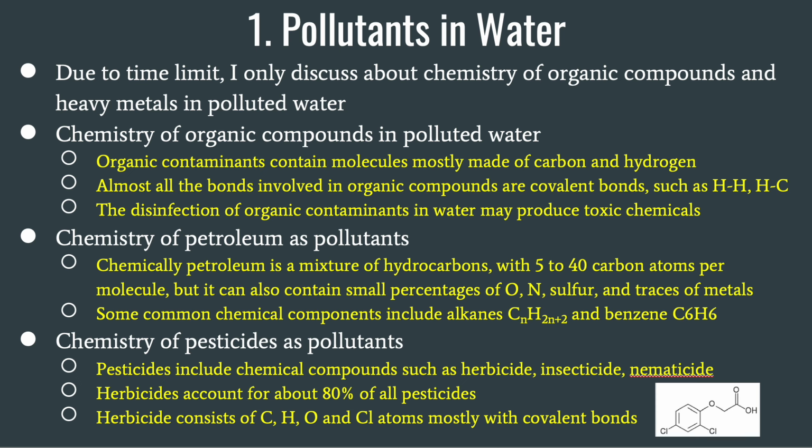Petroleum as a pollutant is a mixture of hydrocarbons with 5 to 40 carbon atoms per molecule, but it can also contain small percentages of oxygen, nitrogen, sulfur, and traces of metals. Some common chemical components include alkanes and benzenes. Pesticides as pollutants include herbicides, insecticides, and nematicides. Herbicides account for about 80% of all pesticides. Herbicides consist of carbon, hydrogen, oxygen, and chlorine atoms, mostly with covalent bonds.